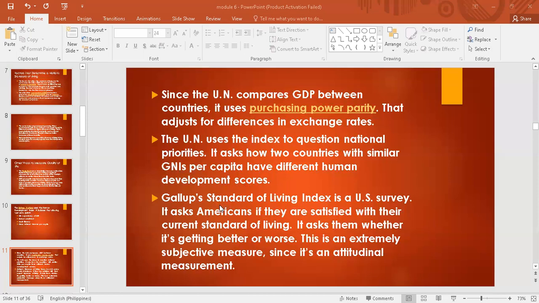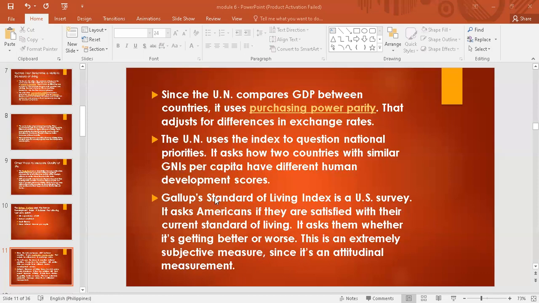Okay? And then meron tayong tinatawag na Gallup Standard of Living Index. Ito naman ay gamit sa US. Para siyang survey lang. It asks Americans if they are satisfied with their current standard of living. It asks them whether they are getting better or getting worse. It is an extremely subjective measure since it's attitudinal measurement.